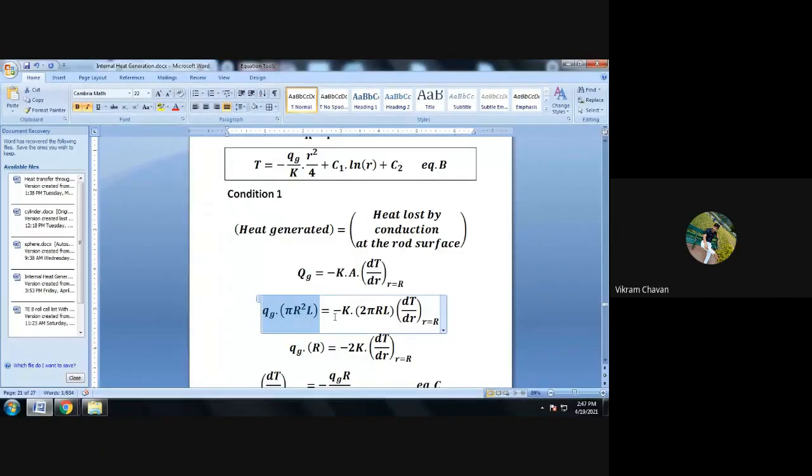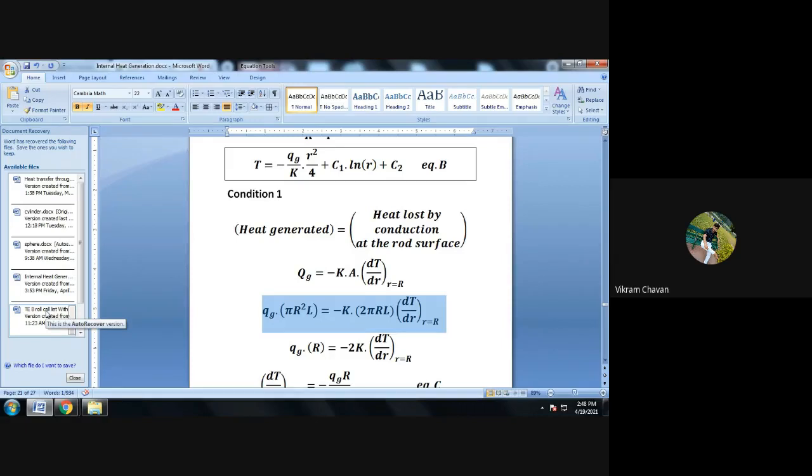Which is equal to minus k multiply by रॉड का सरफेस एरिया, 2 pi r L। सरफेस एरिया का इक्वेशन रॉड के बारे में 2 pi r L होता है। Multiply by differentiation of t with respect to r when small r is equal to capital R. Write down this equation.